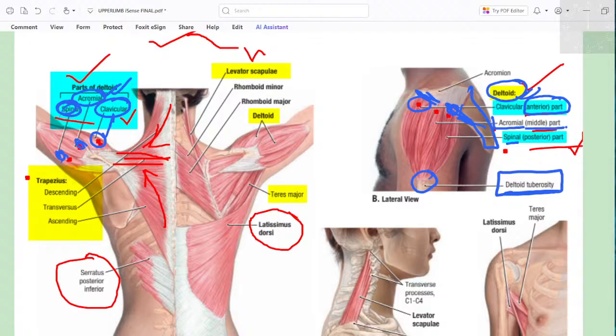Now trapezius, it has three groups of muscle fibers. Some are coming down from above, so these are the descending fibers of the trapezius. Some are going up, so ascending fibers, and some are horizontal, the transverse fibers.